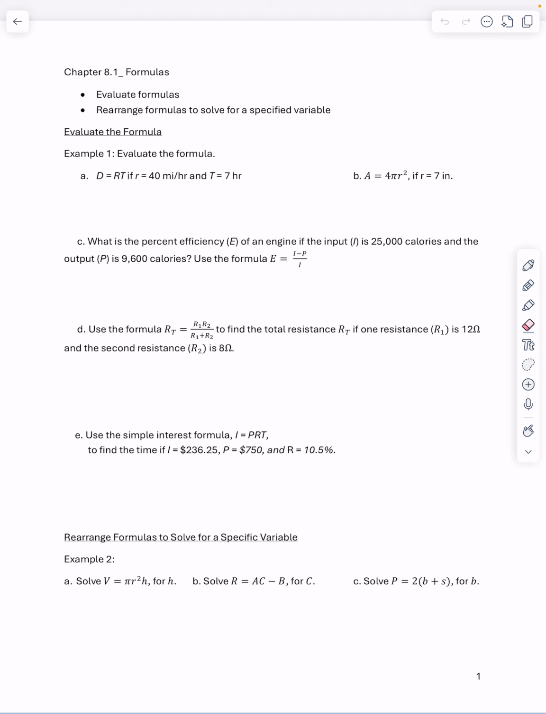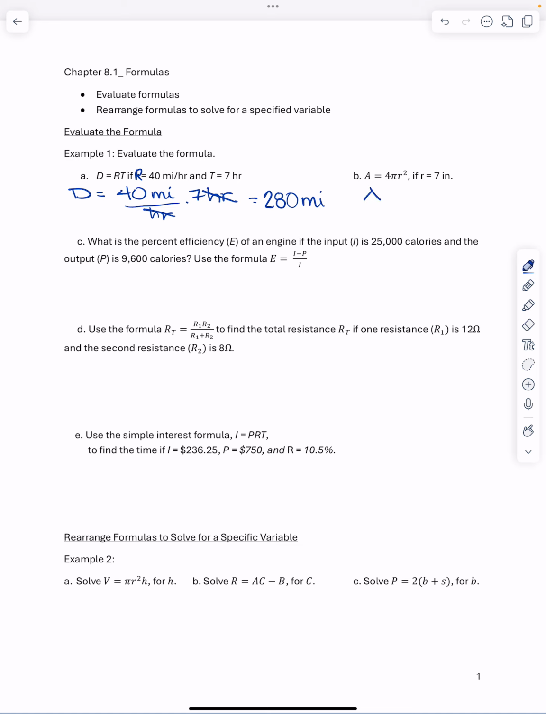specified variables, okay? So example 1 says evaluate the formula D equals RT. That's the distance formula. Distance equals rate times time. If R is 40 and T is 7. Now notice we have labels here. And so I'm going to include the labels just to make sure things are working the way we want. So I got 40 miles per hour times 7 hours. Our hours cancel. I get 40 times 7, 280. And look at the label I have left. I have miles, which makes sense in terms of distance.